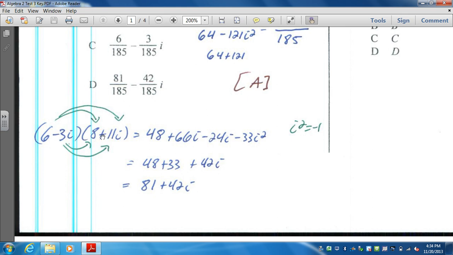Negative 3i and 8 is negative 24. And lastly, you multiply negative 3i times 11i to get negative 33. And again, i squared changes to negative 1. So then when you combine negative 33 times negative 1, it gives you positive 33. And then this gives you 81.